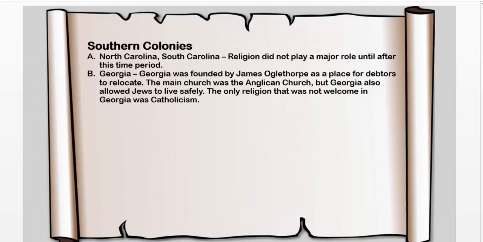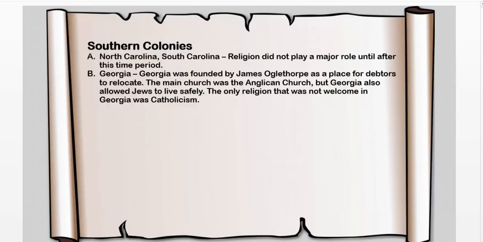And then we go to the southern colonies. Religion really doesn't play much of a factor in North Carolina and South Carolina. Georgia, on the other hand, which was a place for debtors led by James Oglethorpe, they did have the Anglican Church as more of a force, but they allowed Jews to practice freely there. The only religion that they did not welcome was Catholicism. So that just gives you some information on the colonies.